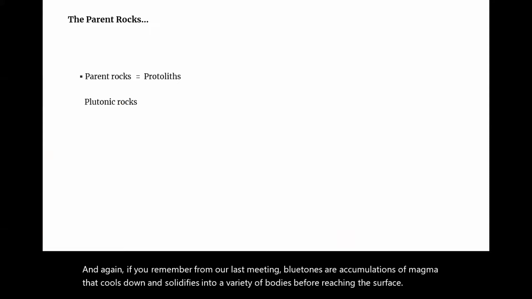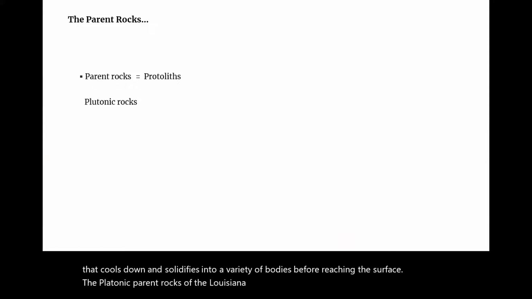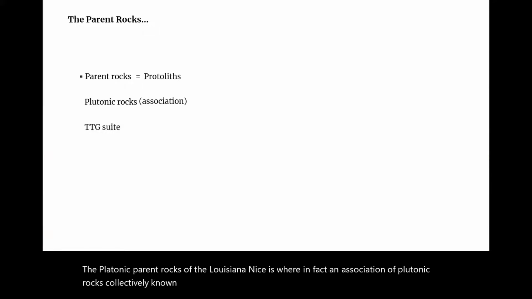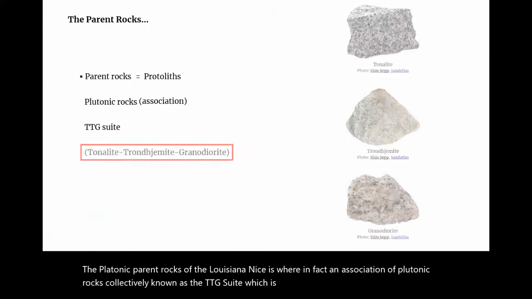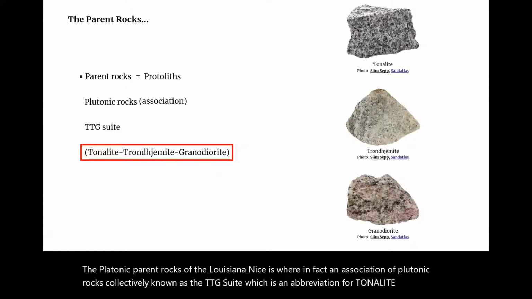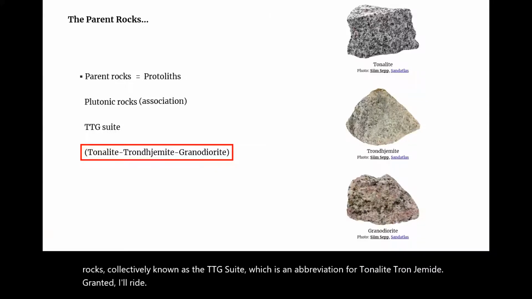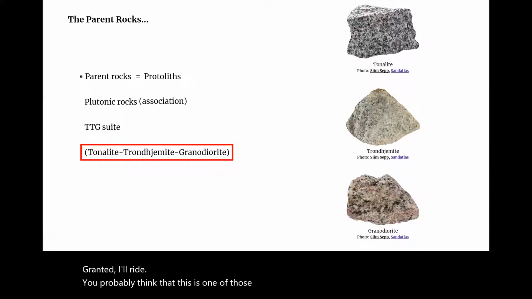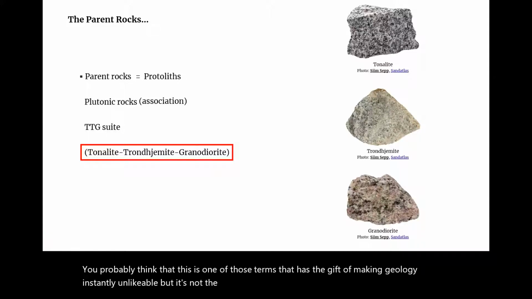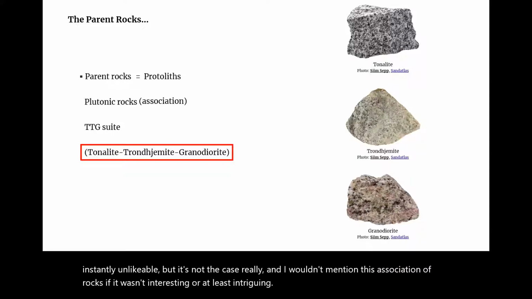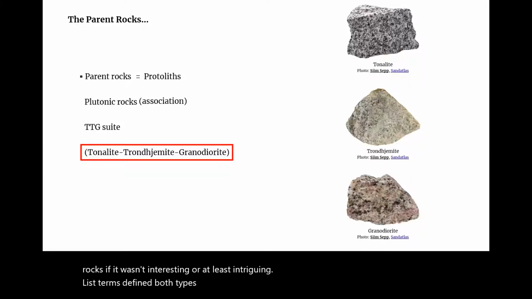The plutonic parent rocks of the Lyrician gneisses were in fact an association of plutonic rocks, collectively known as the TTG suite, which is an abbreviation for tonalite, trondhjemite, granodiorite. You'd probably think that this is one of those terms that has the gift of making geology instantly unlikable, but it's not the case really, and I wouldn't mention this association of rocks if it wasn't interesting or at least intriguing. These terms define both types of magma and the rocks resulting from the consolidation of the respective magmas.